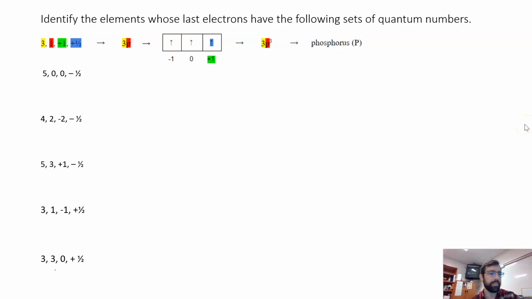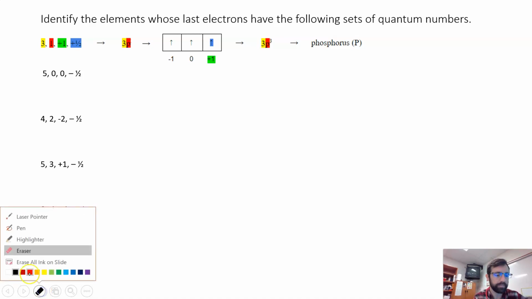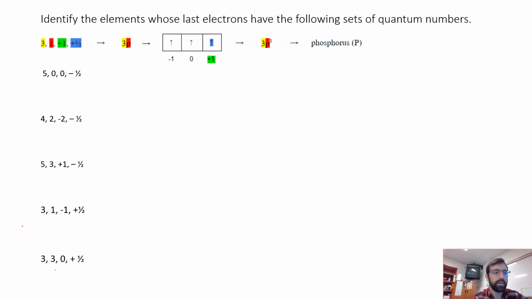All right, we're going to wrap up our quantum number notes with the last few example problems. So this one says 5, 0, 0, and then -1/2. Well, 5 tells me my energy level. 0 is for S. And then I need to decide whether it's an up arrow or a down arrow.